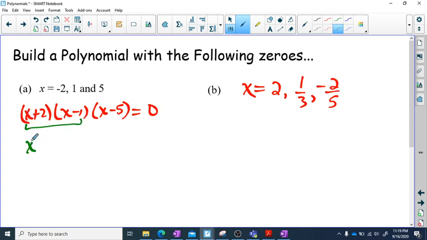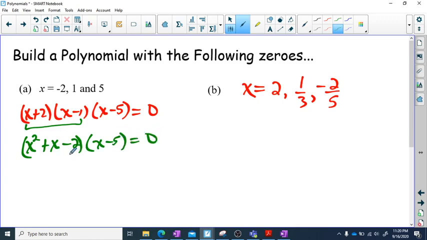X times x, x squared. X times a negative 1 is a negative 1x. 2 times x is 2x. So when I combine those together, I'm going to get a plus 1x. 2 times negative 1 is minus 2. And then I'm going to have my binomial here, x subtract 5 equals 0.